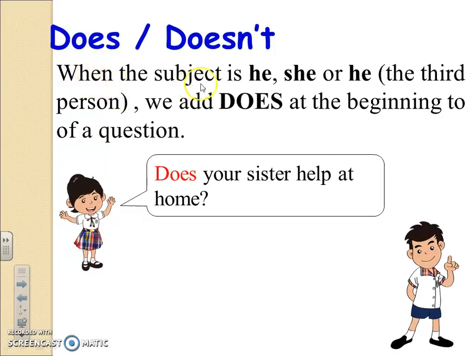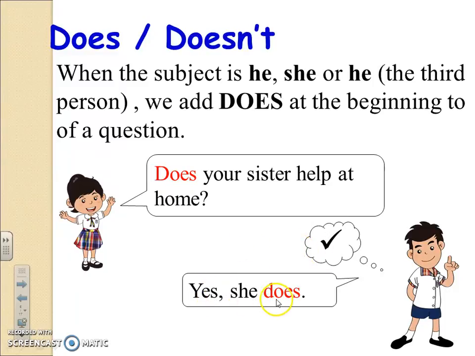But sometimes when the subject is he, she, or a third person, we need to add does at the beginning of a question, not do. This time we need to add does because it's a third person subject. For example, does your sister help at home? See, it's not you. This time it's his sister, a third person. So we need to use does. Does your sister help at home? Let's see the answer. Yes, she does. You see, does and does. We use the same one.